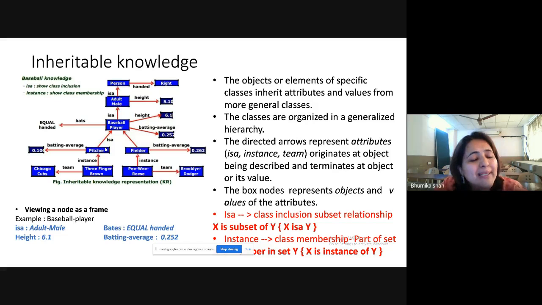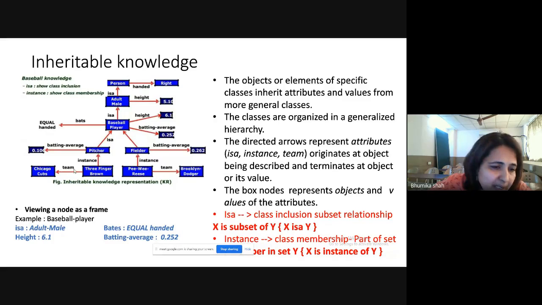Do you have the batting average attribute directly available with picture? Yes, it is available. What is the value? 0.106. So return that value as the answer of what is the batting average of 3-finger Brown. So have you retrieved this value?